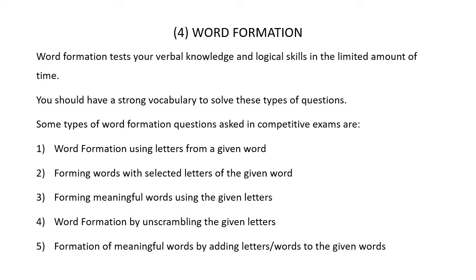The next type is forming meaningful words using the given letters. In this type, you will be given a few random letters. You have to form meaningful words using these random letters. The next type is word formation by unscrambling the given letters. In this type, you will be given a few letters in a jumbled form. You have to unscramble these letters and form new words.